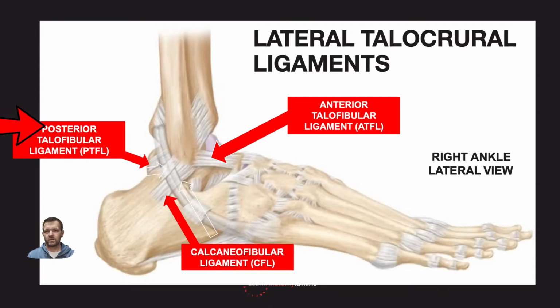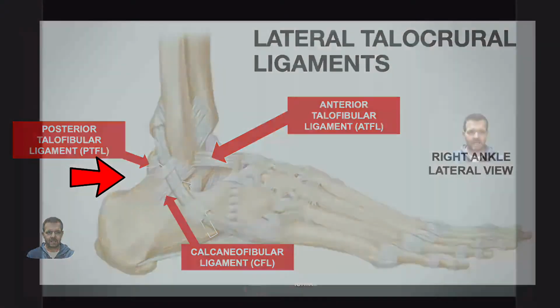So we've got posterior at the back, talofibular, so talus to fibula. And that one could be a bit confusing because you think, well, hold on, the talus is at the front, but the talus bone goes all the way underneath. Okay, and again, have a look back at the bone video to make sense of that one. So let's have a look at those.